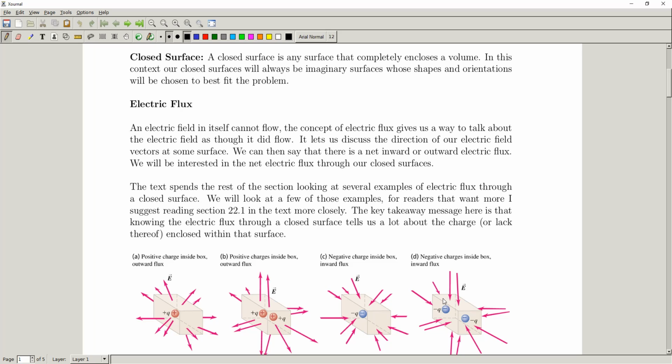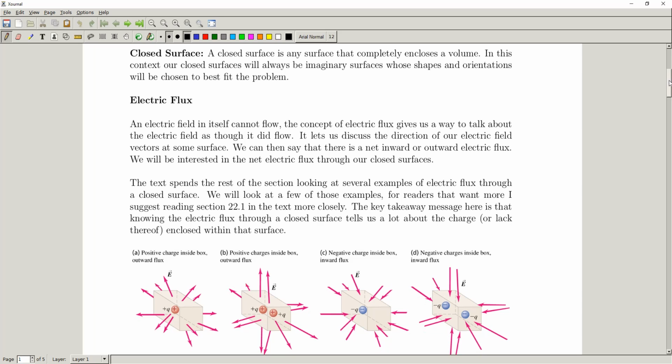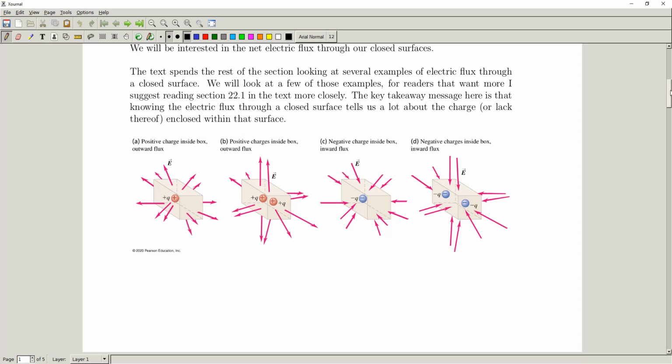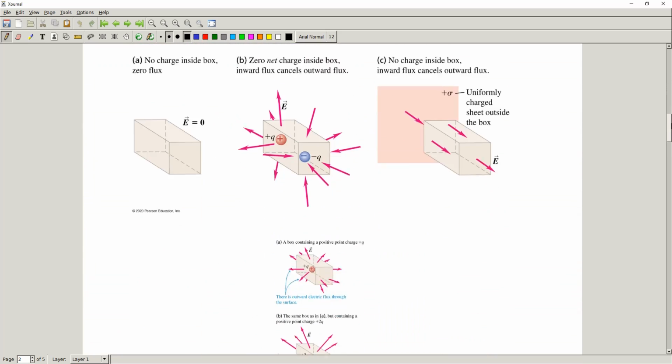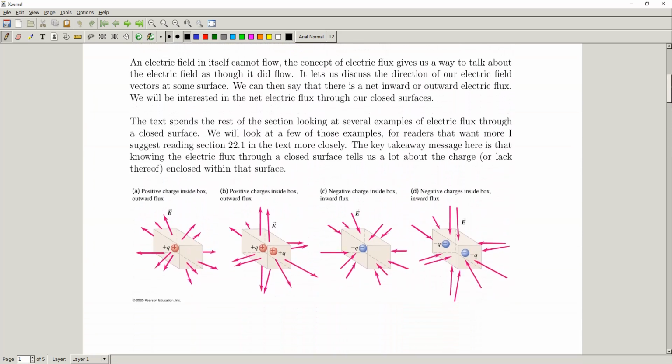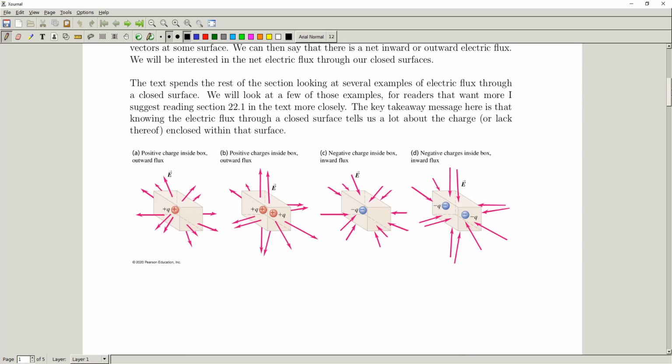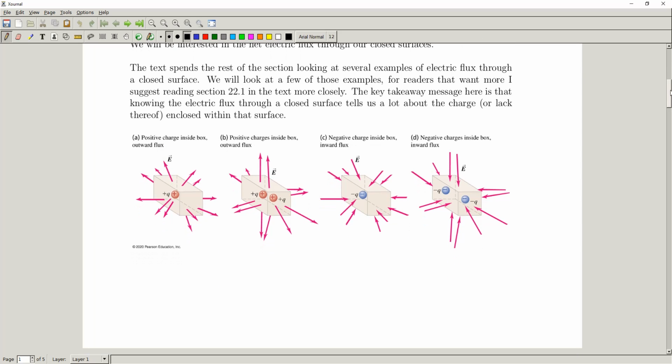So the text spends all of section 22.1 talking about this stuff. I'm going to get right into the pictures or diagrams that they supply for us. I have a number of them here, 4 diagrams and a few more, and this will give us a good feel for what we're looking at when we're talking about electric flux and these electric fields, right?